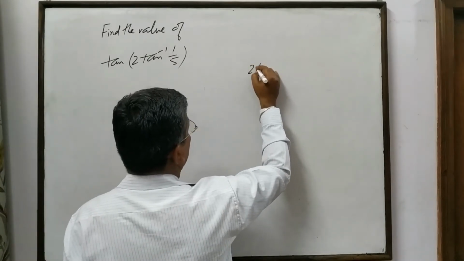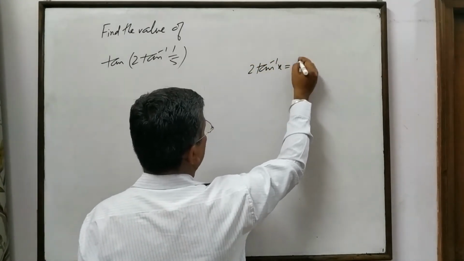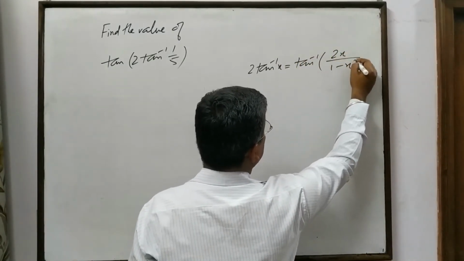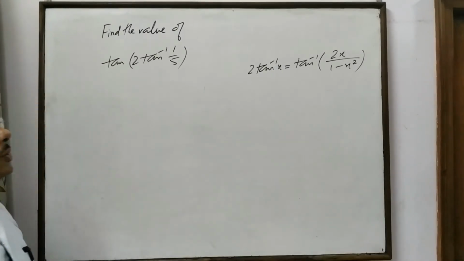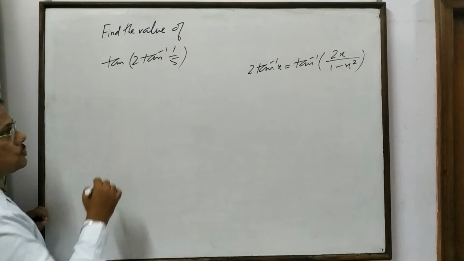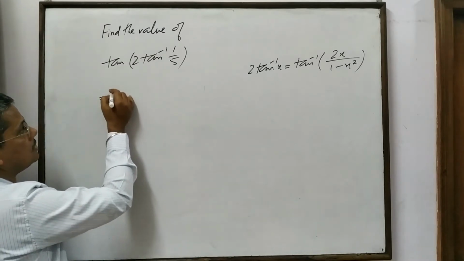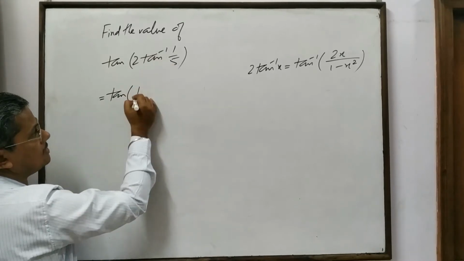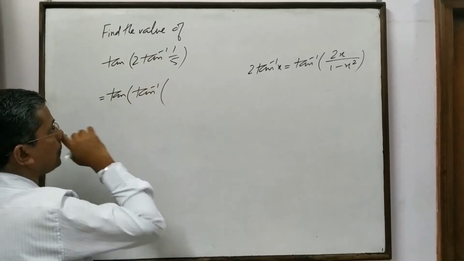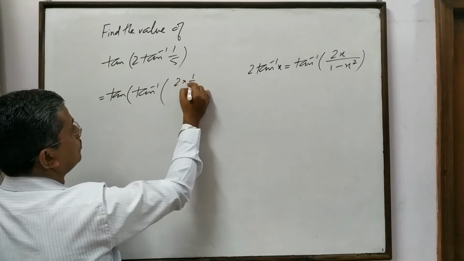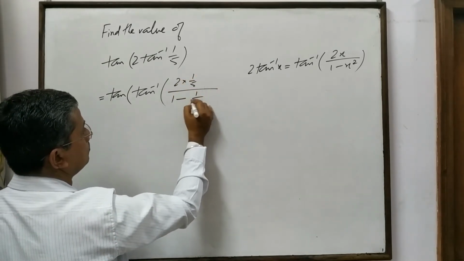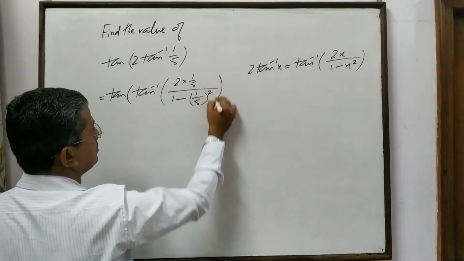we know the formula 2 tan inverse x is equal to tan inverse 2x upon 1 minus x square. Using this formula, this is tan of 2 tan inverse x, that is tan inverse 2x, 2 into 1 upon 5 divided by 1 minus x square, 1 upon 5 the whole square.